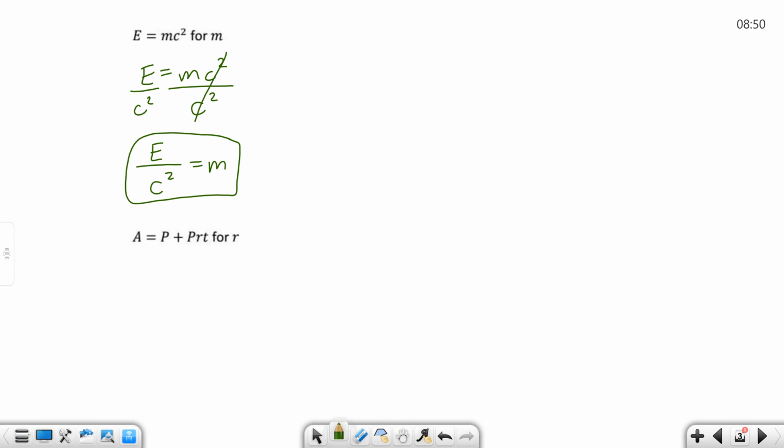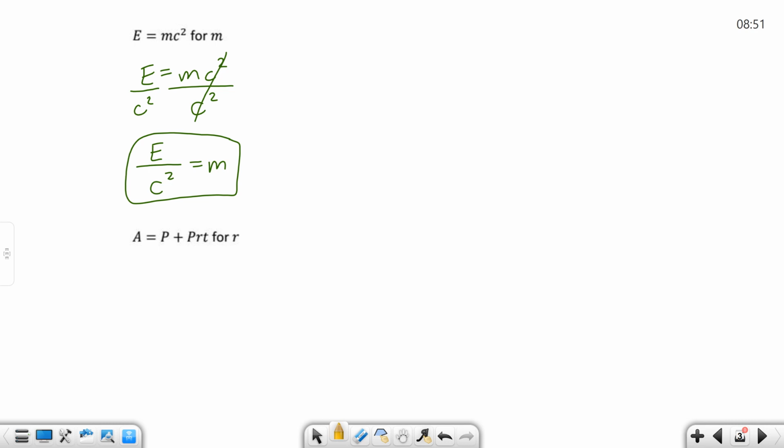And then A equals P, a capital P, right? Because it's written beside something else. If it was written like that, that would be a lowercase p, right? But you can tell here it's all on the same level, so that's a capital P there. That's a capital P. So A equals P plus PRT. Solve for little r, all right?